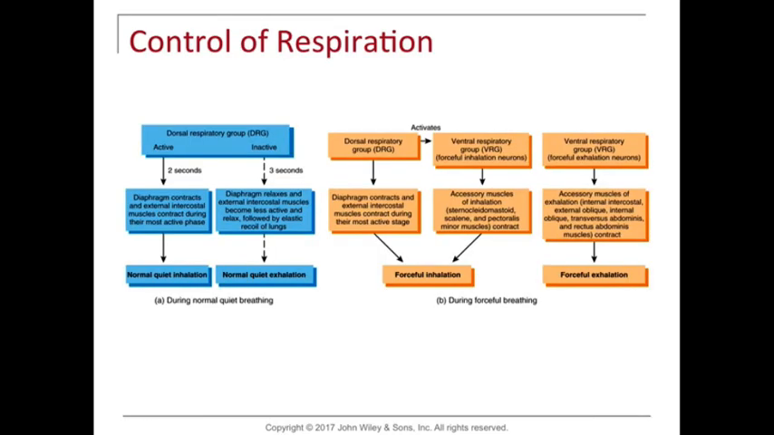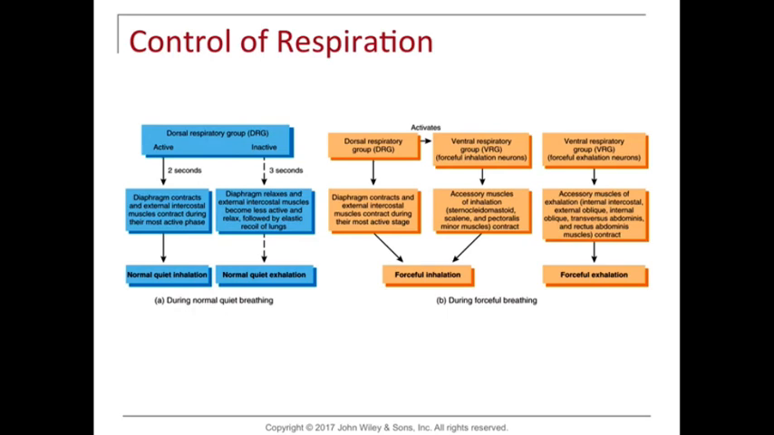So here's the dorsal respiratory group on the left-hand side. You can see it's active for about 2 seconds and inactive for 3. The diaphragm contracts and the external intercostal muscles contract during their most active phase, and that's going to create normal, quiet inhalation. When it's inactive for 3 seconds, the diaphragm relaxes, the external intercostal muscles become less active and relax, followed by the elastic recoil, and that's normal, quiet exhalation.